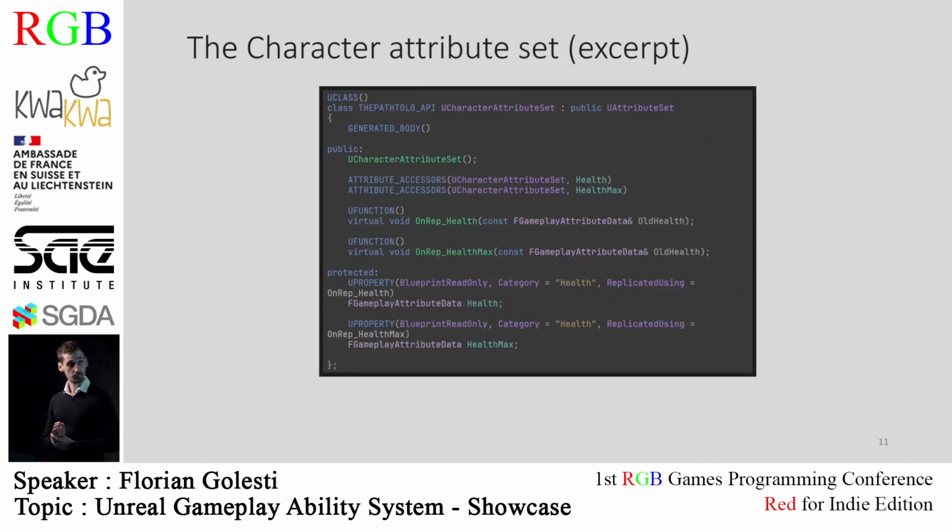An attribute set is a bit more boilerplate code, but it's still very easy to do. You have to put all your attributes with the FGameplayAttributeData. So here it's just an example. I have just Health and HealthMax. You have some OnRep functions. You have to do it. It's for network, but even if you are a solo game, you have to write those functions. And then you have some attribute accessors. There are some defines to give you some getters and setters. So you don't have to write your getters and setters, it's done for you.